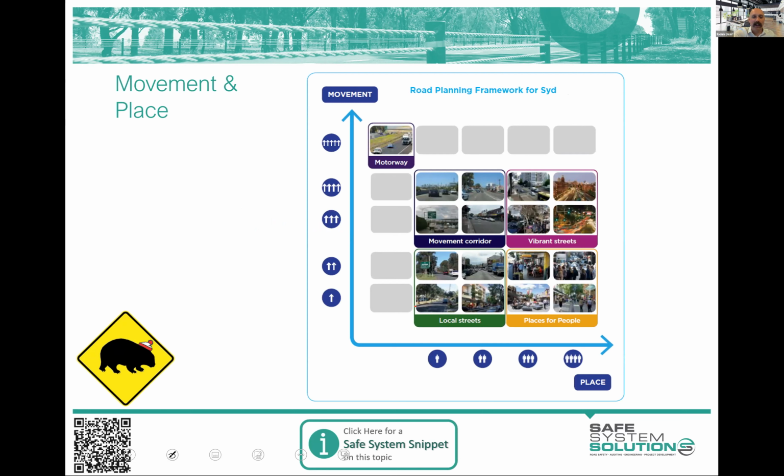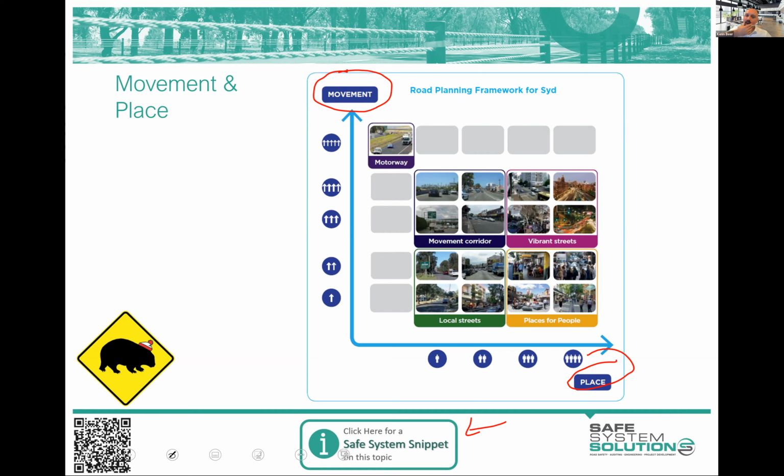And we do have a safe system snippet on this. If you're following along with the PDFs, if you download it out of Moodle, you'll be able to click on that and get a little bit more info in that linking. But movement on the y-axis and this concept of place on the x-axis. And place means an area for trade, for people congregating, meeting, interacting, this community definition of place.